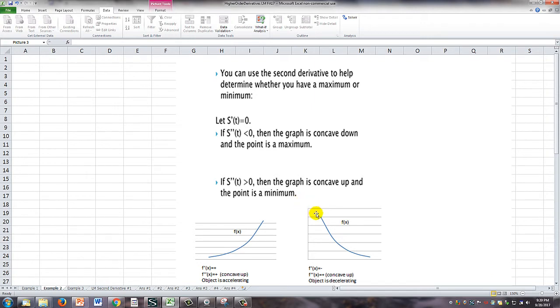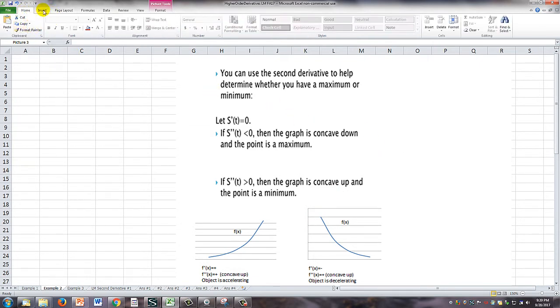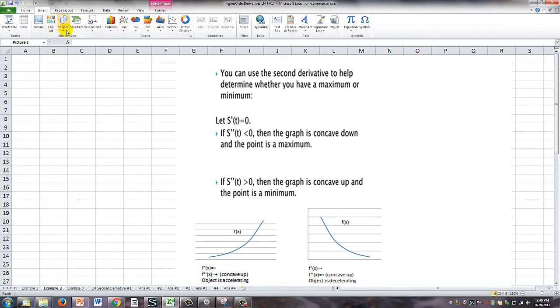Okay, so let's talk a little bit about how you can use the second derivative and some of the rules. You can use the second derivative to help determine whether you have a maximum or minimum. If you are tired of the eyeball method, what you could do is goal seek the first derivative to 0, which is a way of finding the horizontal tangent line, but it won't tell you whether it's a max or min. But then if you take the second derivative and you see that it's negative, then you know that it's concave down.